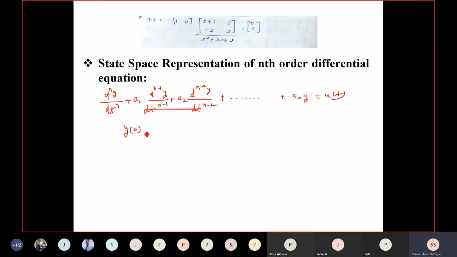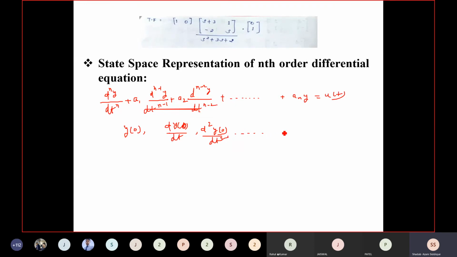y of 0 will be the initial condition of input y, and similarly for the differential function dy by dt. So at t equal to 0, we'll write dy of 0 by dt. Similarly, we can write d square y of 0 by dt square, and so on. We can go through the initial condition.